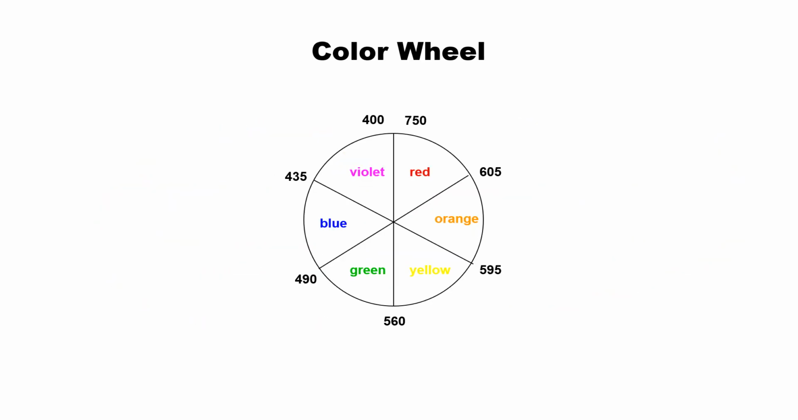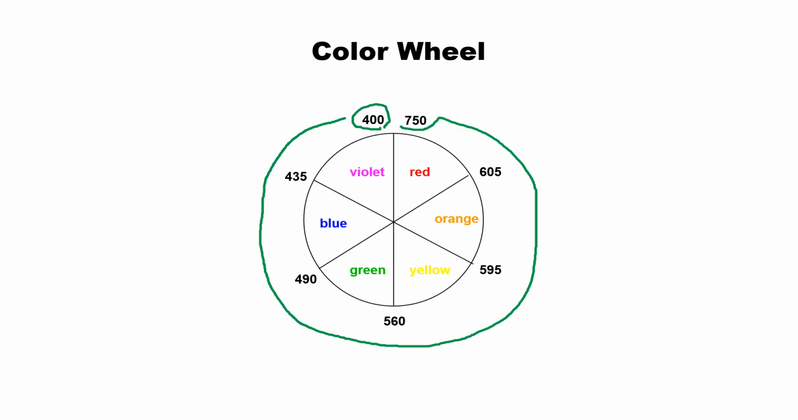Here we see another color wheel. This is a modernized color wheel with the exact measurement of wavelengths for each color. Starting from 400 nanometers, this is a violet color, and in the same order of the rainbow colors, along with the increasing wavelengths, we start to see blue, green, yellow, orange, red, and our eyes can sense up to about 750 nanometers.